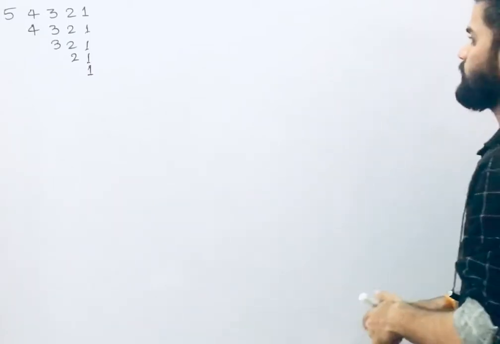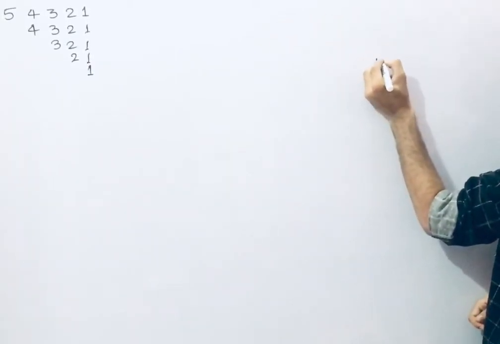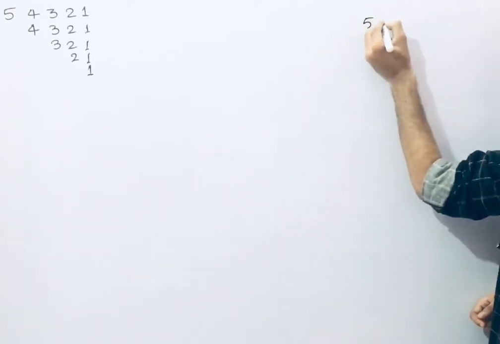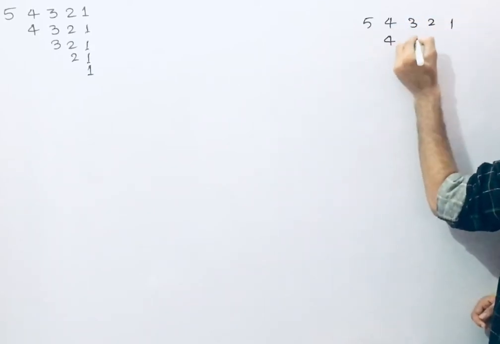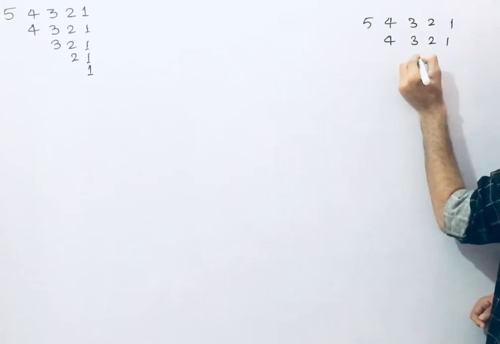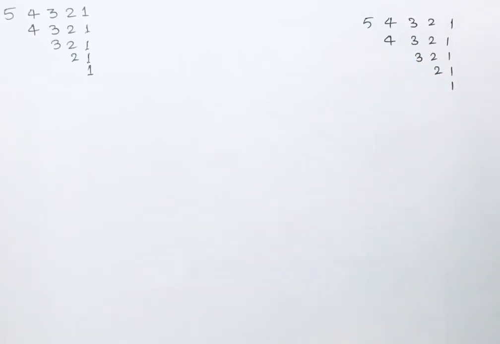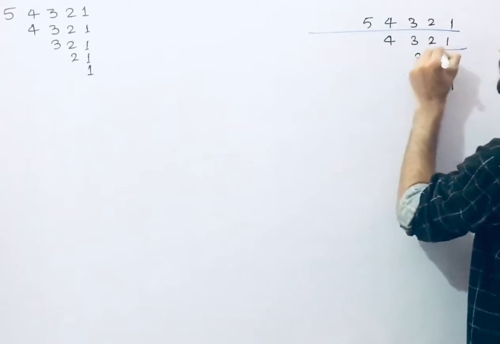It starts this way. First of all, I am going to write the same pattern here. That is 5, 4, 3, 2, 1, 4, 3, 2, 1, 3, 2, 1, 2, 1, and then 1. First of all, I am going to separate the values, whatever we need to print, like this way.